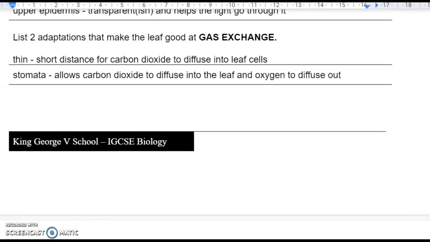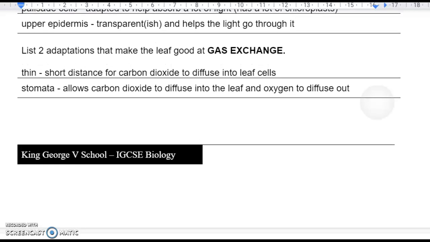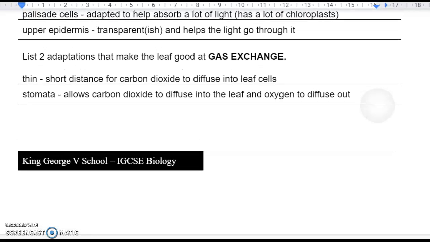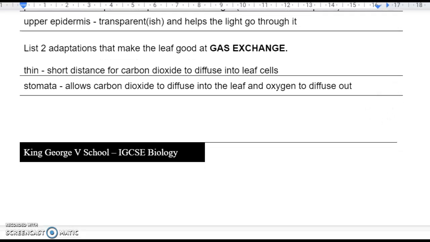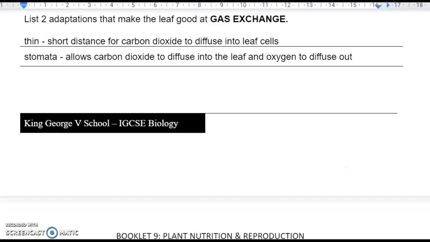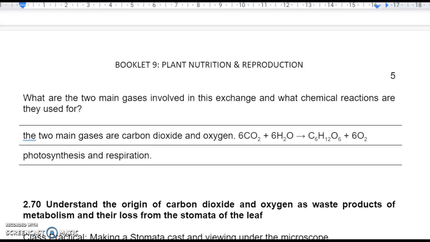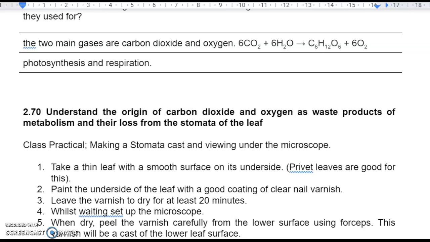We're down here. List two adaptations to make the leaf good at gas exchange. It's thin, so it's got a short distance to diffuse, and it's also got lots of stomata at the bottom to allow those gases in and to allow them out. And the two main gases involved in the exchange are carbon dioxide and oxygen, because a plant carries out respiration, but it also carries out photosynthesis. So those gases will be coming in and out of there.